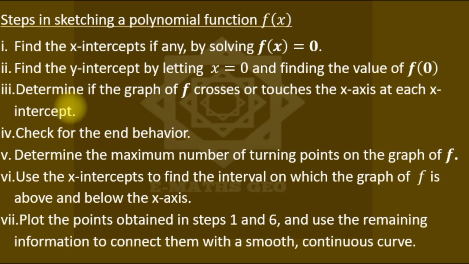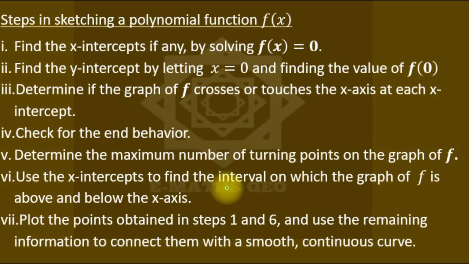The fourth one is to check for the end behavior. Yes, it will help us to know how the graph will end. Very, very important. The fifth one is to determine the maximum number of turning points. Yes, it will also guide us on how to graph the function.